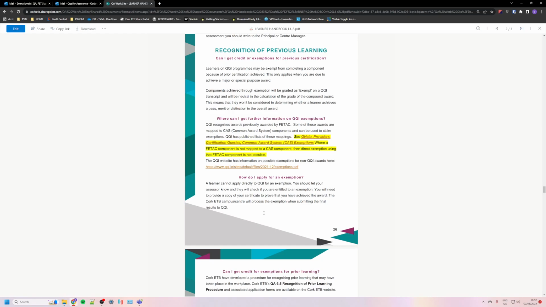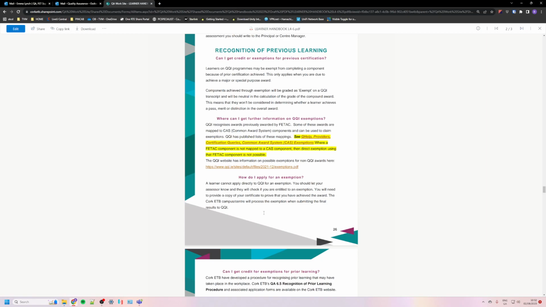Components achieved through exemption will be graded as exempt on a QQI transcript and will be neutral in the calculation of the grade at a compound award. This means they won't be considered in determining whether a learner achieves a pass, merit or distinction in the overall award. For further information, you can see QHelp Providers Certification Queries, Common Award System, Exemptions.